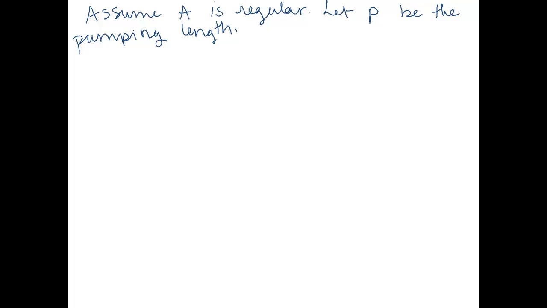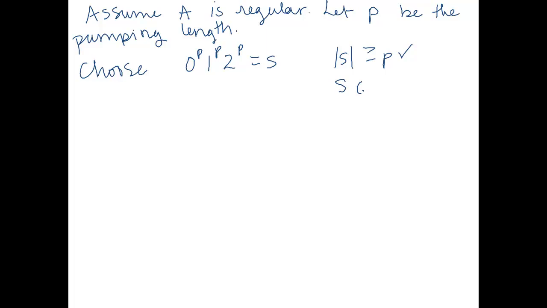So now we need to choose a string S. And the string that we choose has to be at least as long as P. So let's choose 0^P 1^P 2^P. Okay, that's going to be S. So we have the length of S is greater than or equal to P. We've satisfied that condition. And we'll see in a minute why this is a good choice. Oh, and we also have S as an element of A.